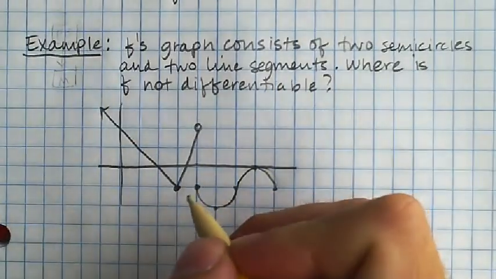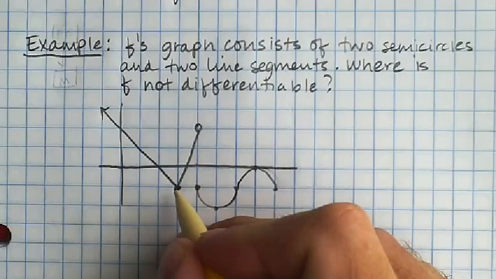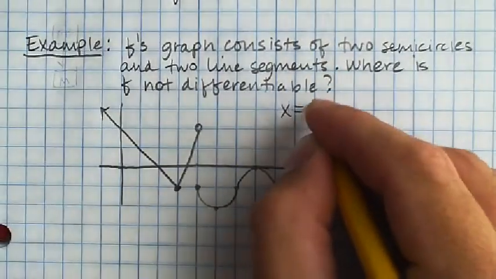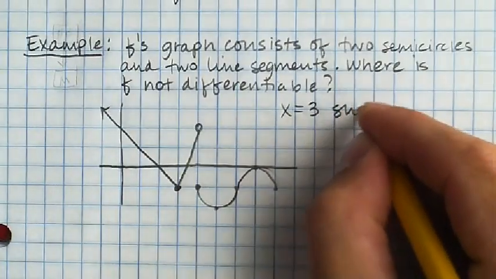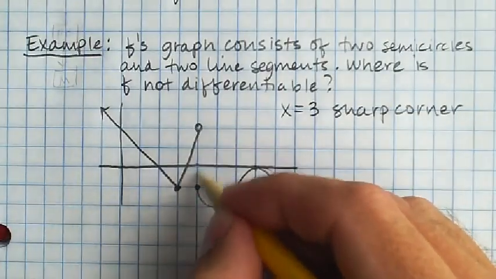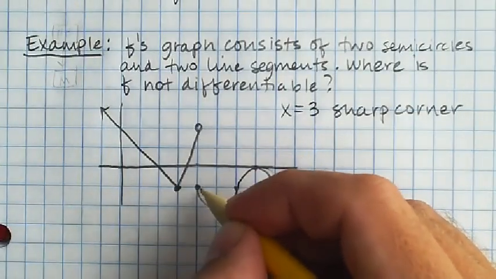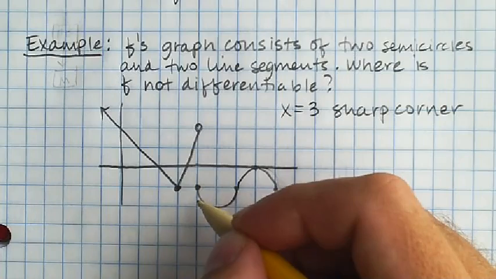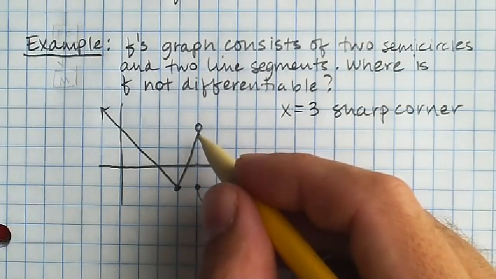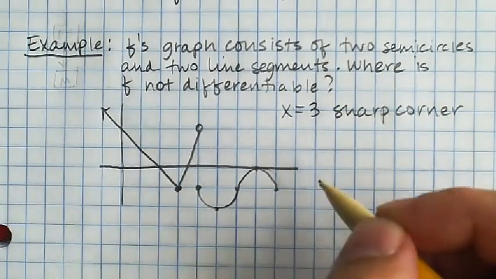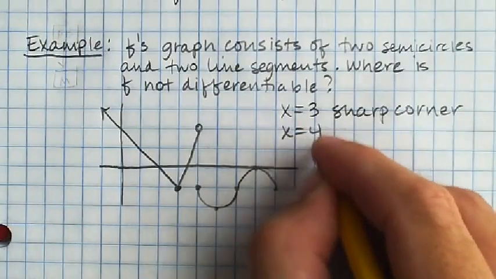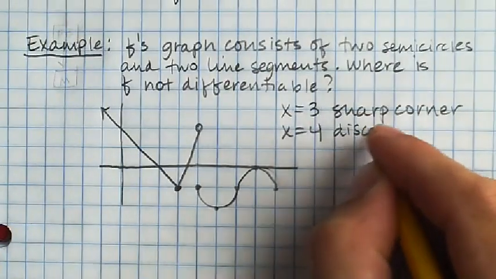Well, we know that a function is not differentiable anytime there's a sharp corner. So x equals 3, sharp corner. At x equals 4, there's a jump discontinuity. There's nowhere to even put a tangent line if you wanted to, that fits in with the overall behavior of the function before and after, thinking about the limit from both sides. And you can say discontinuous.